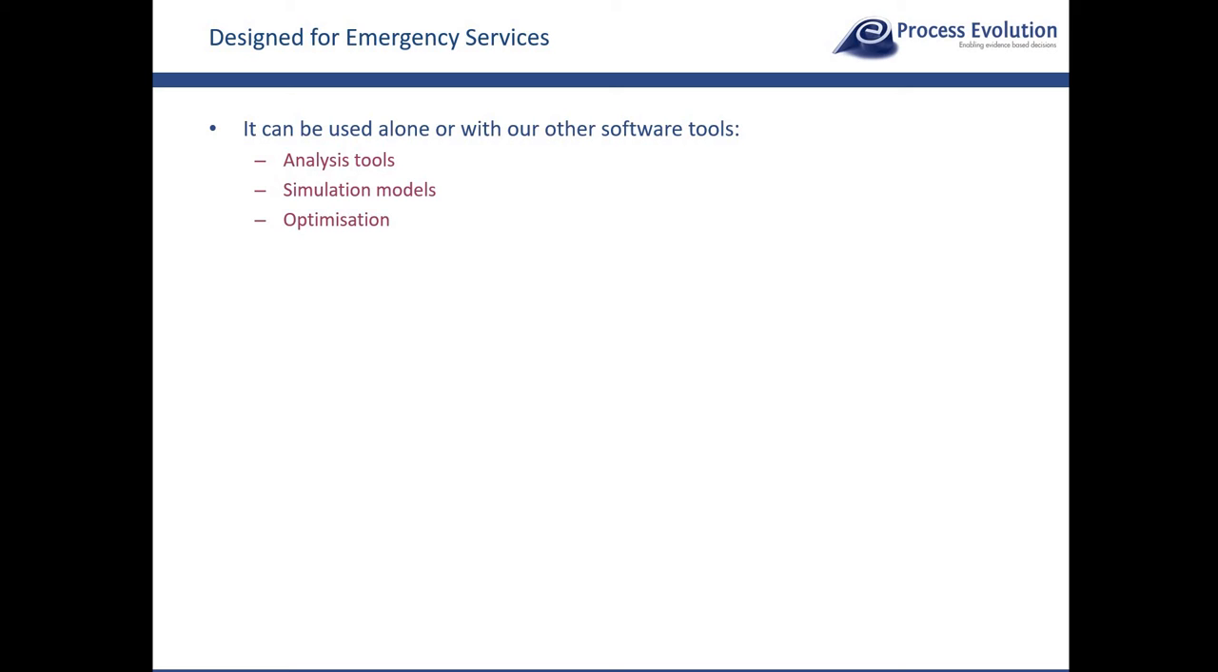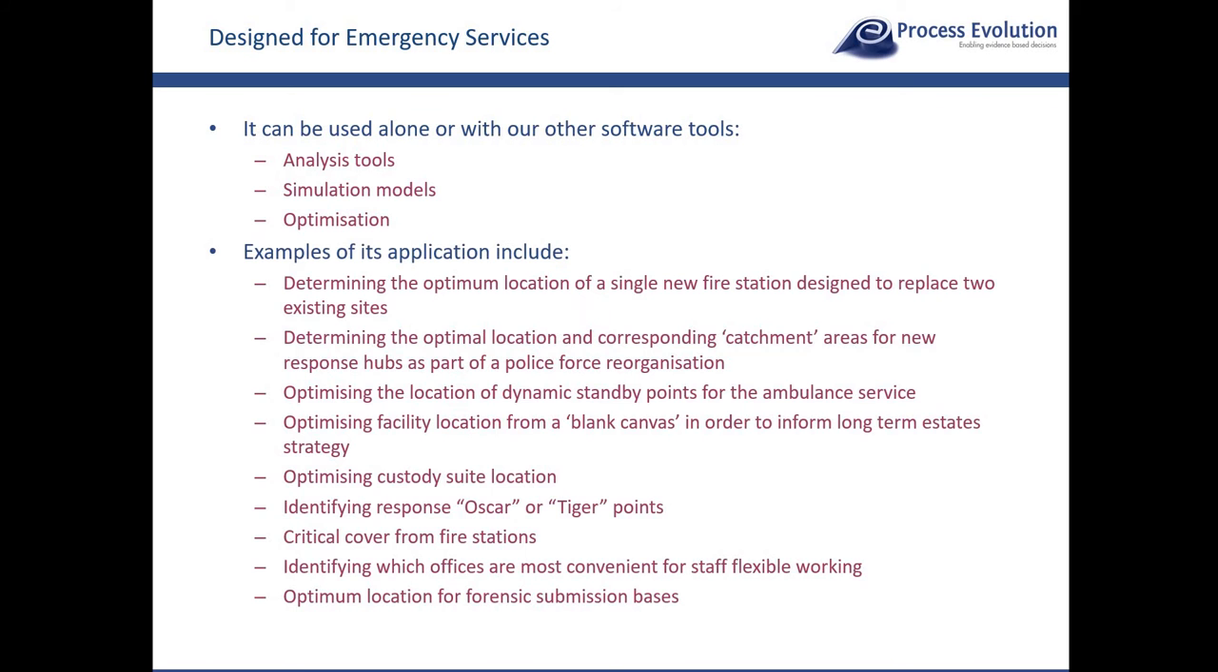Examples of applying Facility Location Planner to real-world problems include determining the optimal location of new fire stations, for example, trying to replace 2 existing sites with 1 fire station in a better location, determining the optimal location and catchment areas for new response hubs as part of police force reorganisation, understanding the standby points for ambulance services, providing a blank canvas view on the long-term estate strategy, optimizing the number of custody suites located, identifying Oscar or Tiger points, and identifying which offices are most convenient for staff to work in.